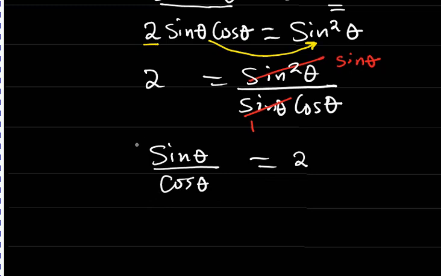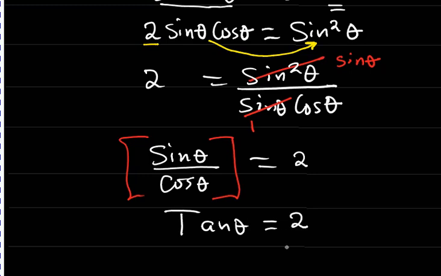And there's another trigonometrical identity for this. Sine theta all over cos theta is tan theta. So tan theta is equal to 2. That way we can find theta. So theta is solved by evaluating the tan inverse of 2.